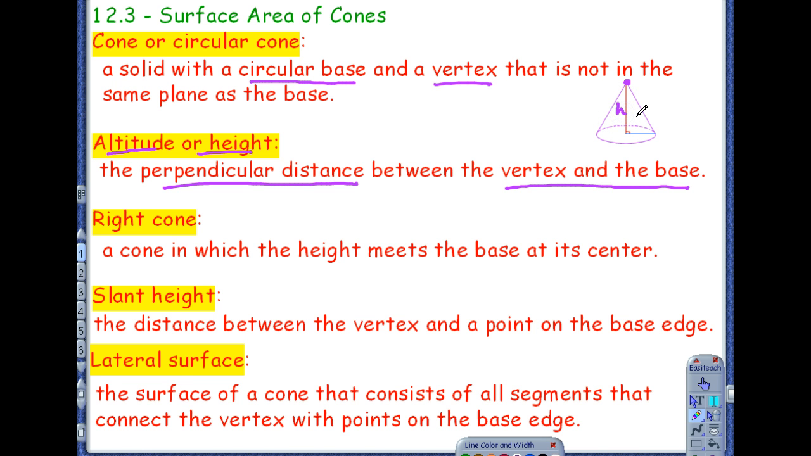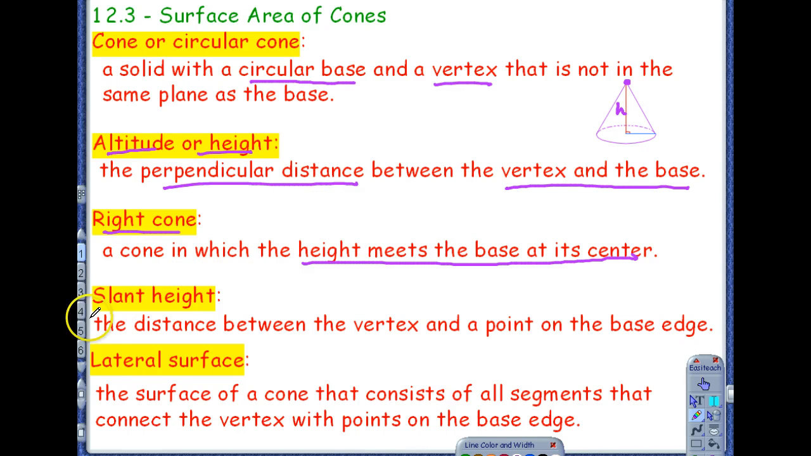Now, this cone is kind of unique because it's a right cone. And if you read the definition, it'll explain why. A right cone is a cone where the height meets the base at its center. So notice I drew in this perpendicular distance, this is your height. Notice it goes right to the center of the circular base. Most cones that we deal with are right. If you think about any cone out there, most of them, like a party hat, or an ice cream cone, depending on the type, is a right cone.